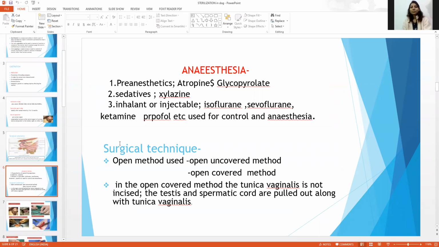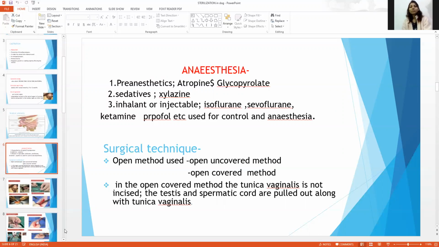Now anesthesia: pre-anesthetics are atropine, glycopyrrolate, xylazine. Most commonly used are xylazine with ketamine, or xylazine with propofol, even atropine, diazepam, and thiopental for induction, and maintenance by inhalant anesthesia, or either by ketamine or propofol. These are the many anesthetic combinations which I am not going to discuss here, but at least you should know the basic things, because general anesthesia is important here for castration or spaying, any type of this surgery in dogs.